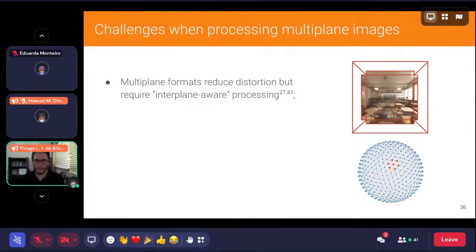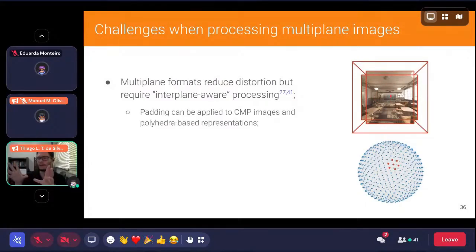So instead of projecting the surface of the sphere to one face of 90 degrees, we can project it to a face of the cube that is a bit larger. So we can project like 92 degrees. Of course, it will introduce a bit more distortion, but we now have an overlapping region that could be used to solve this kind of interplane issue.